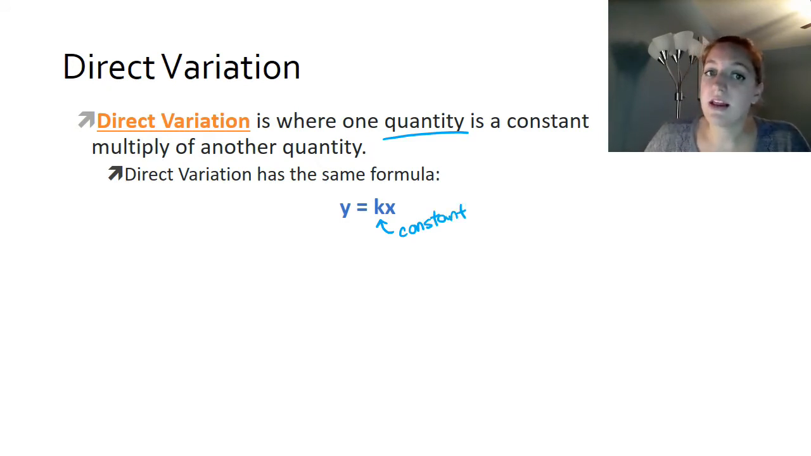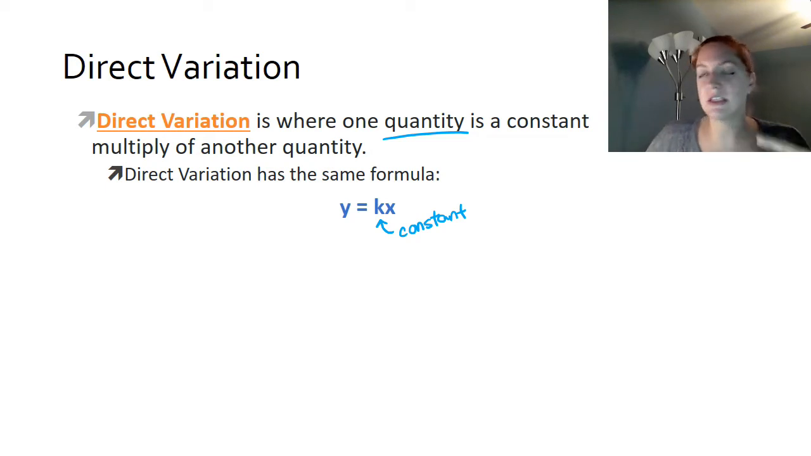Now, the way that the variables are set up is that when one variable increases, the other variable will increase. And then vice versa. If one variable decreases, the other variable decreases. This is the idea of direct variation.